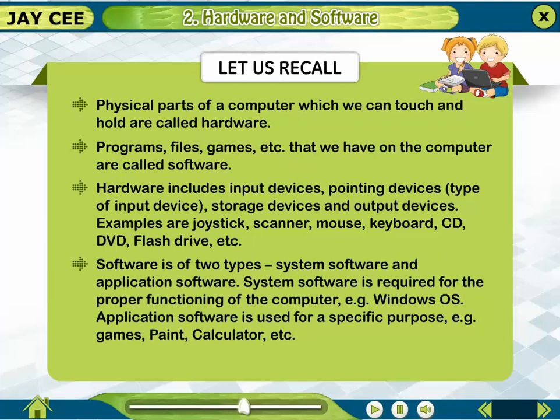Software is of two types: system software and application software. System software is required for the proper functioning of the computer. For example, Windows OS. Application software is used for a specific purpose. For example, games, paint, calculator, etc.